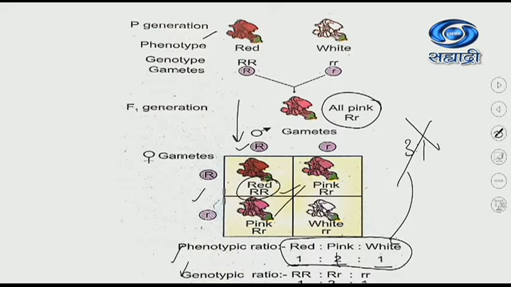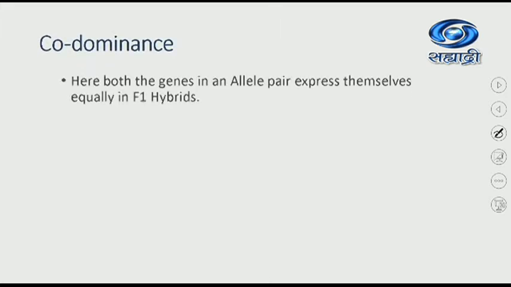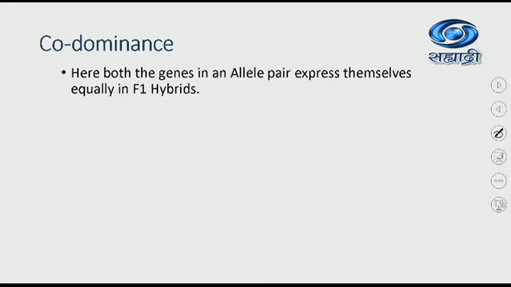Okay, so remember it. Practice this. Sometimes a difference is asked between incomplete dominance and codominance. So let us see the next example, that is codominance. Co means together. Here both the genes in an allelic pair express themselves equally. There it was unequal, incomplete. Here it is equal expression.